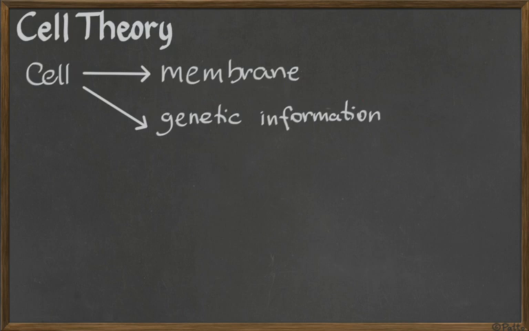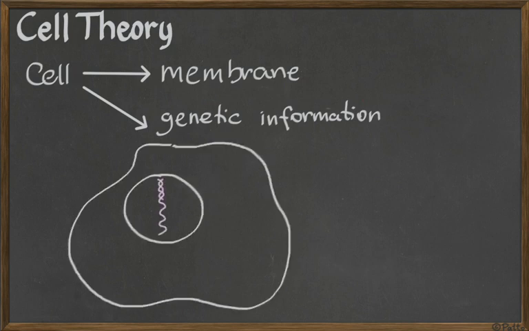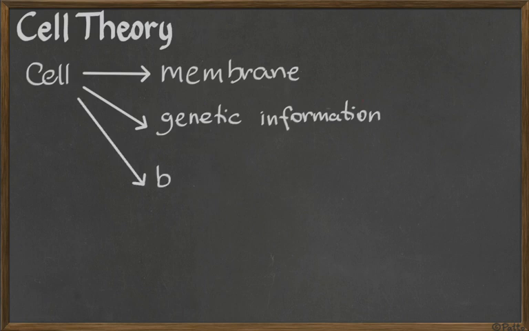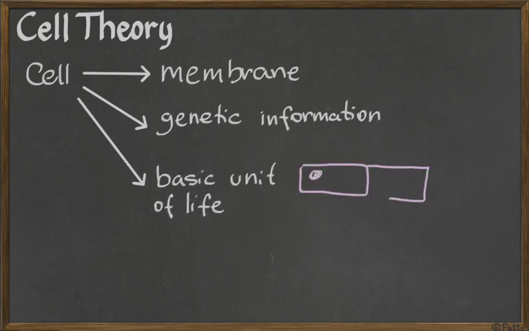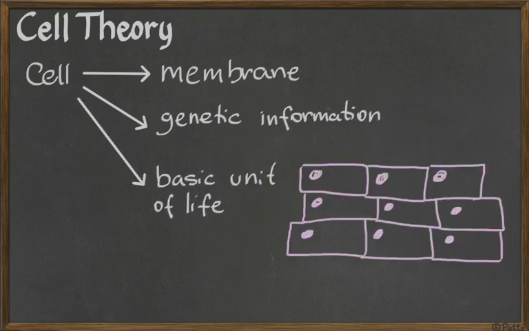Cells also have genetic information. In the genetic information, we are going to be talking here about DNA, maybe RNA, but in cells, it's going to be DNA. So every cell is going to contain DNA inside, or at least should have DNA genetic information inside. And finally, cells are the basic unit of life.